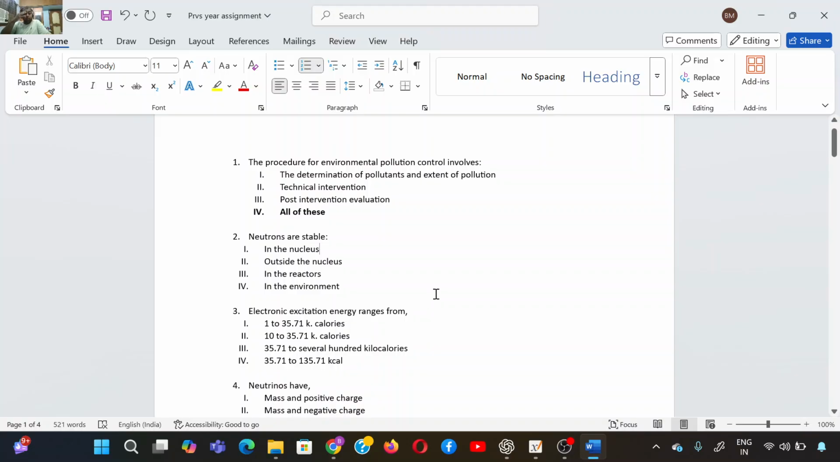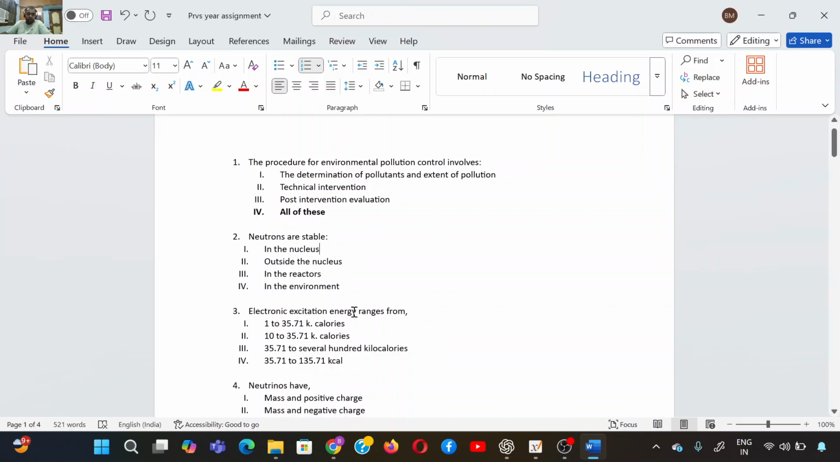Because pollution control is a process which involves assessment of how much pollution is there. I gave an example of arsenic in a water sample, right? So how much arsenic is there in the water? Second stage is using some technological tool to intervene and reduce the pollutants. Okay, using some membrane, ion exchange resin, something to do. And then finally, once you've treated the water, you check the effectiveness of treatment. So post-intervention evaluation. So the correct answer is all of these.